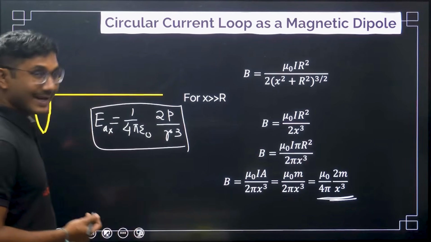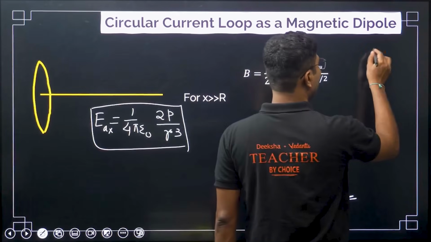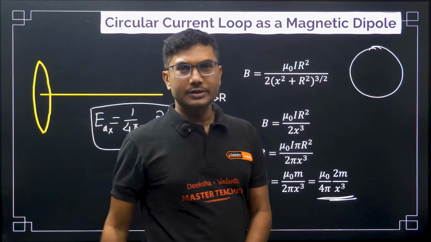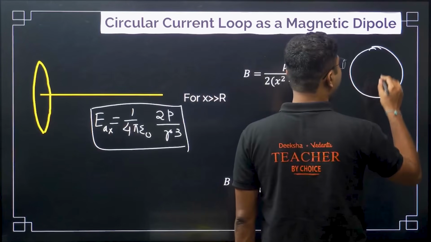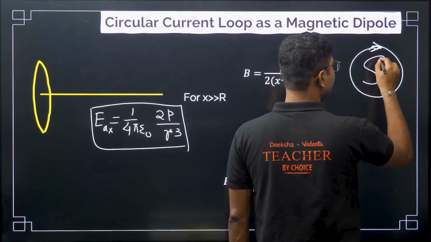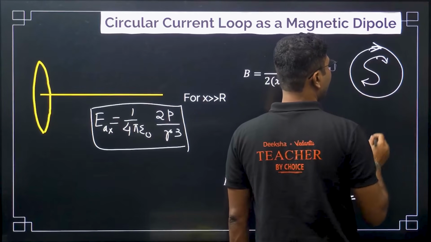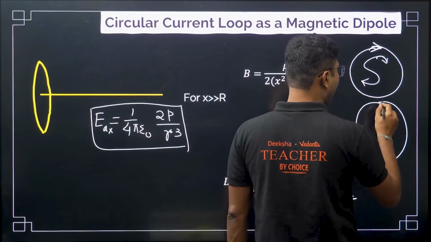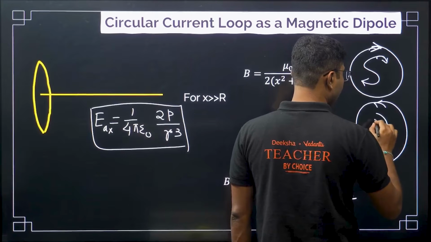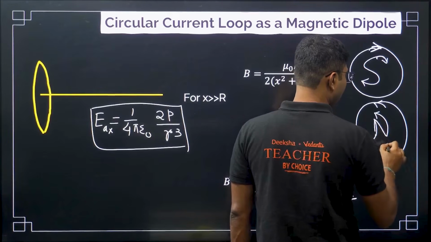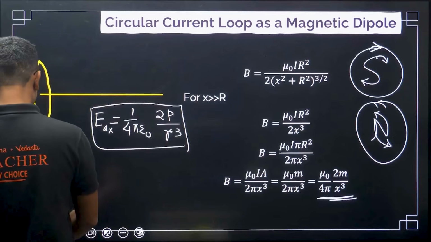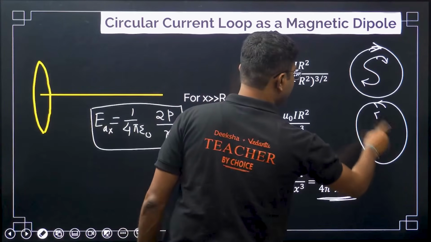Now how to find the direction? So direction is very important. To find the direction, suppose you are looking from the top of the circular loop. If you are looking from the top and you see that current is passing in this direction, then clockwise direction is south pole, and anti-clockwise direction is basically north pole. So this is a way to remember how you can find the direction of poles in a particular case.